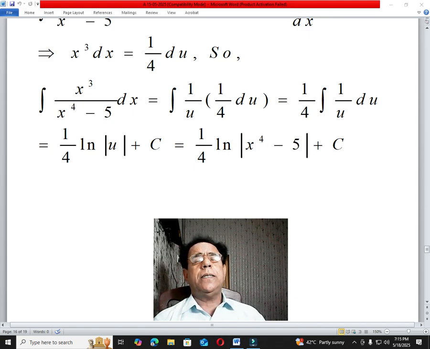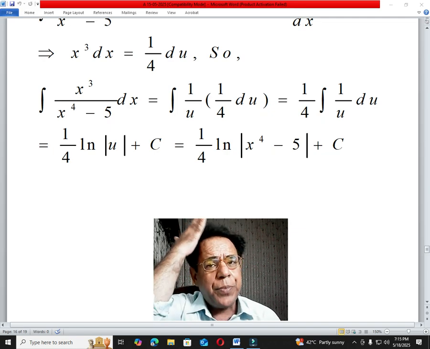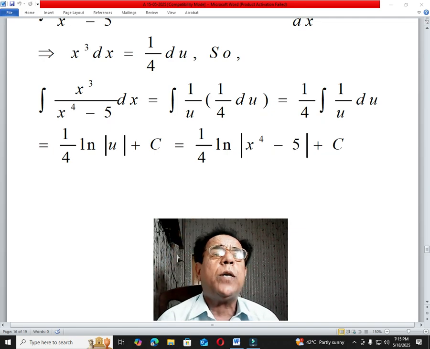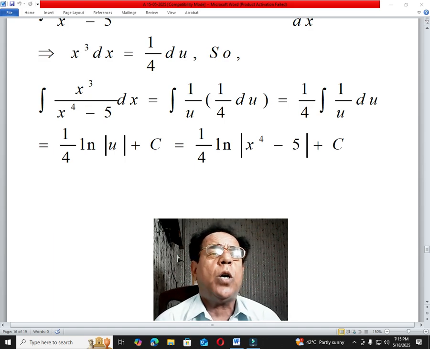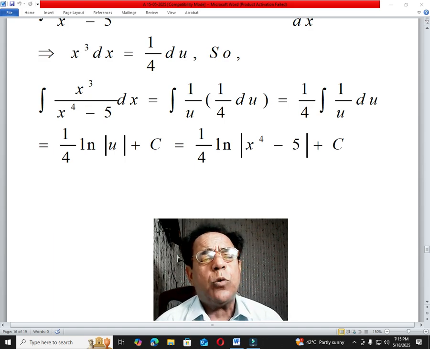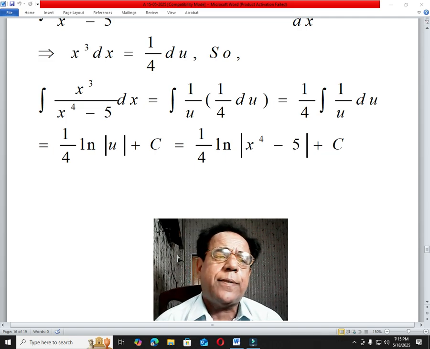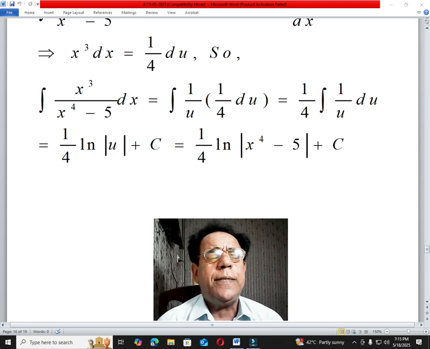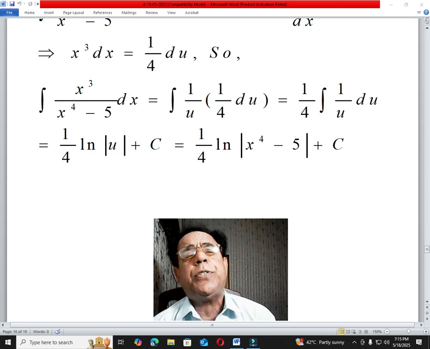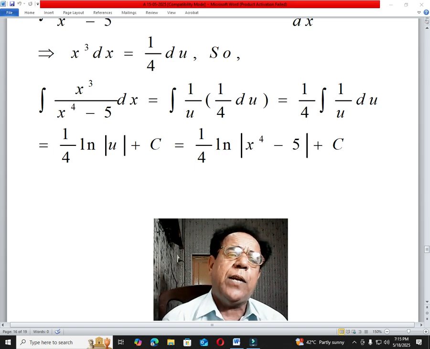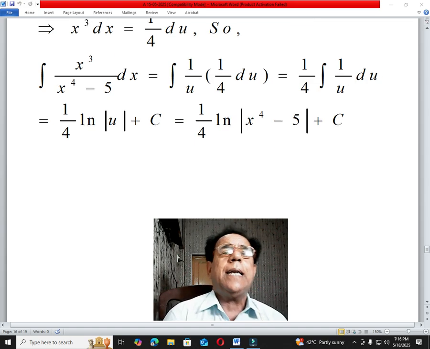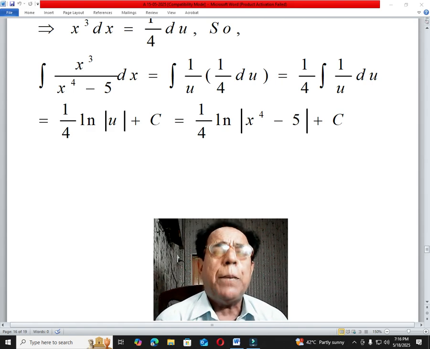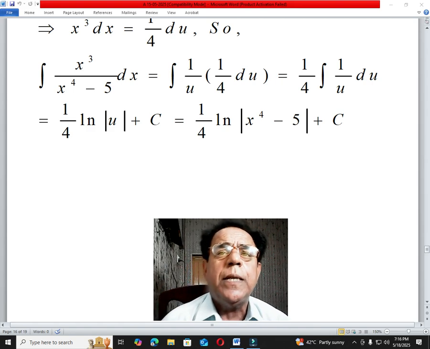Now we will apply the rule of integration. According to the rule of integration, integral of 1 over u is equal to log of the absolute value or modulus of u. It will become equal to 1 by 4 log absolute value of u plus c. To this extent our problem is solved. However, the only step remaining is that we will re-substitute u by its original value x raised to power 4 minus 5, and hence our answer will become 1 by 4 log absolute value of x raised to power 4 minus 5 plus constant c.